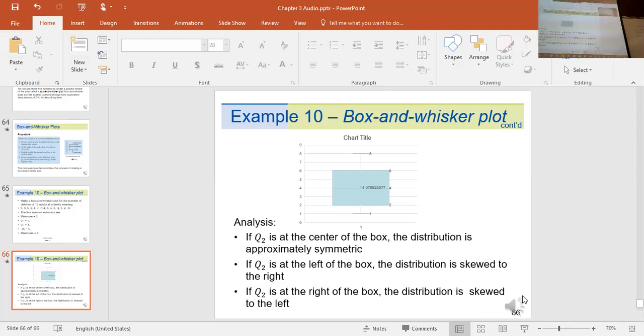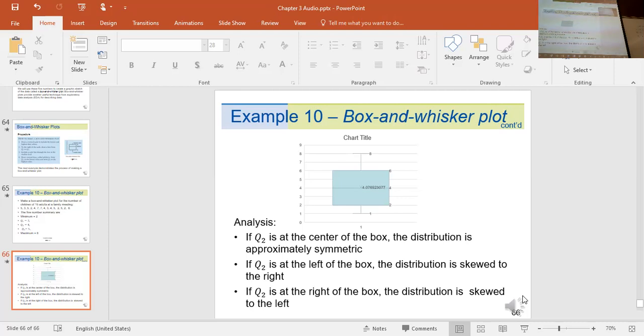So that's why I like the horizontal box. It is easier to explain with the horizontal box. You can have Q1. So if you have a box like this, then you will say that the distribution is skewed to the right. Q2 is to the left, meaning that it drags more values to the left.